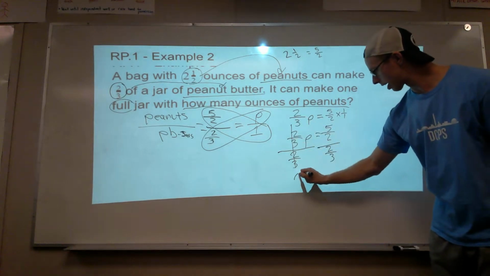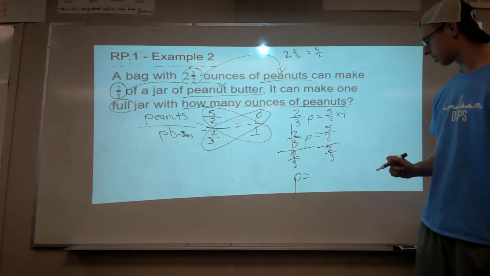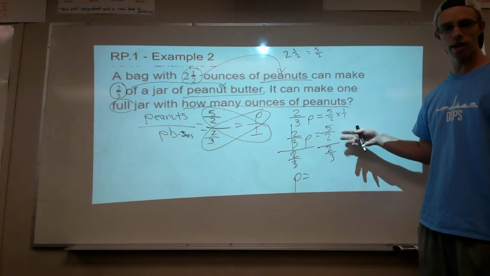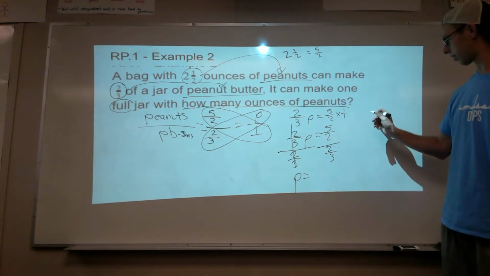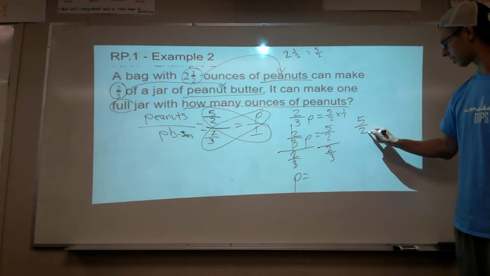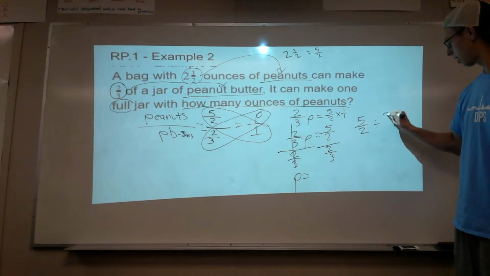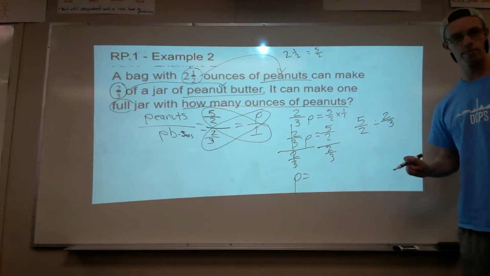These will cancel out, and I get P by itself, which is what I want. And I need to do this math right here. Again, I like to do the math off to the side. 5 over 2 divided by 2 over 3. So I'm going to write that out in a way that makes more sense to me.